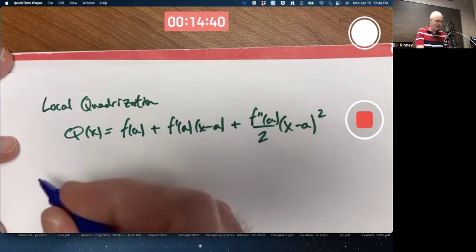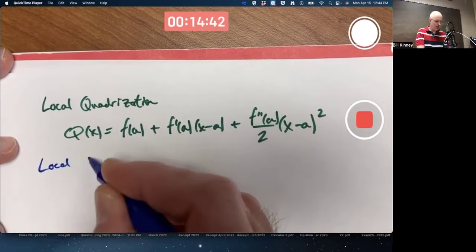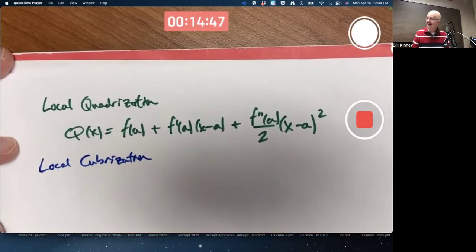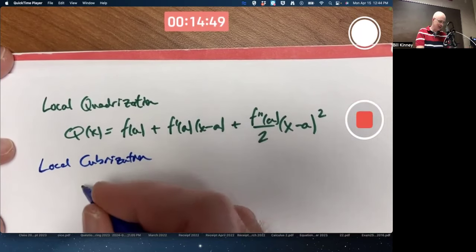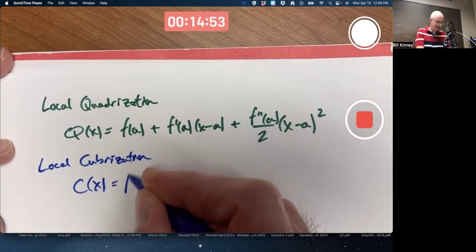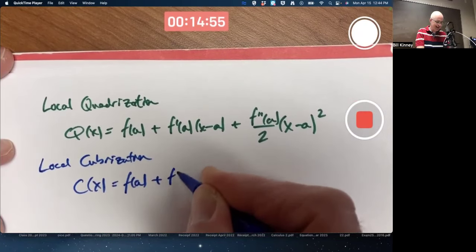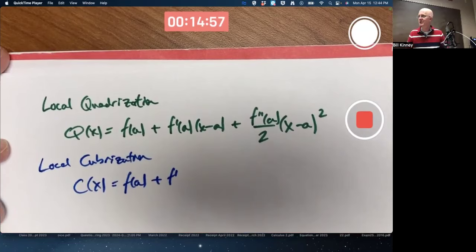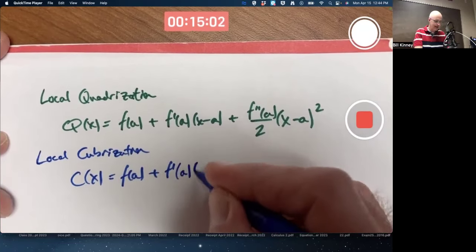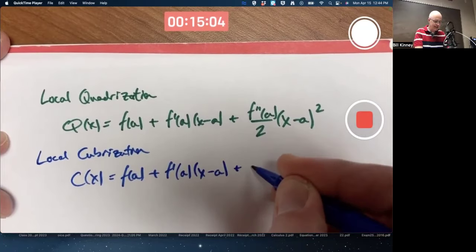Could there be a local cubrization? Uh-huh. Oh, such fun with words. C of x. Again, probably quadrization and cubrization are not real words. I made them up on the spot today. It continues to look similar.